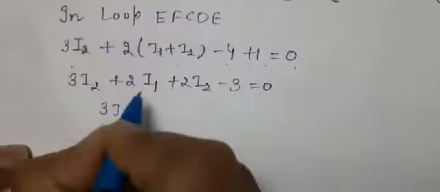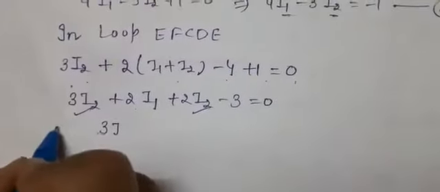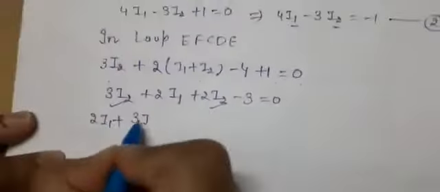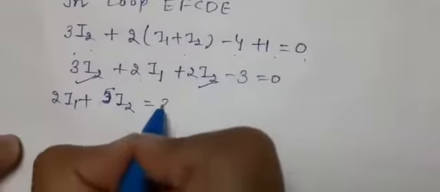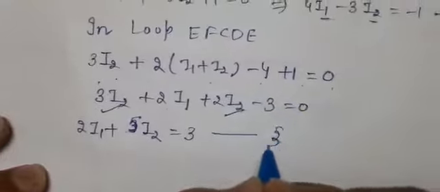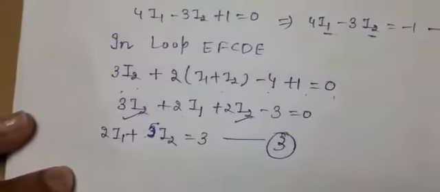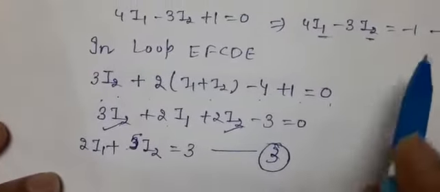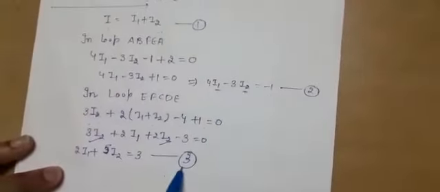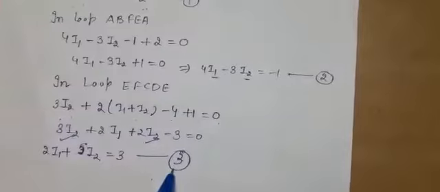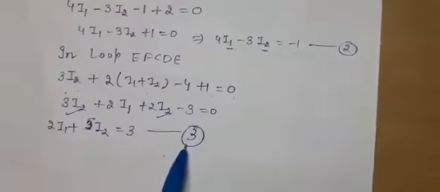So this is i2 plus i2. So first of all I will write 2i1 plus 5i2 equal to 3. So this will be equation 3. Now you can see you have one equation, this one, and another is this one. Now you have to solve it mathematically. The physics concept is not there now. You have to simply apply the mathematical calculation part.